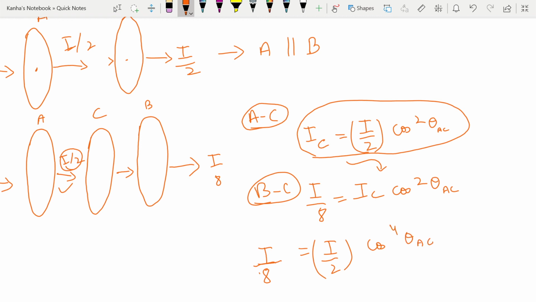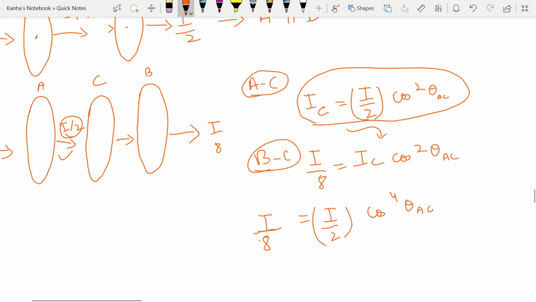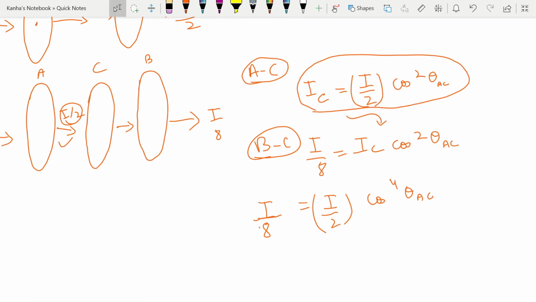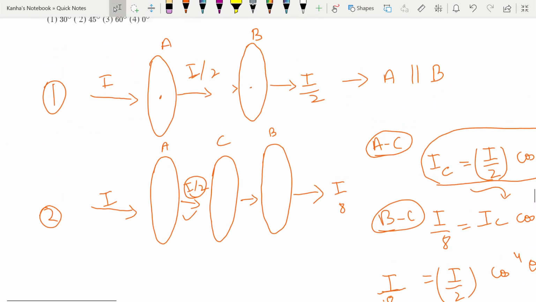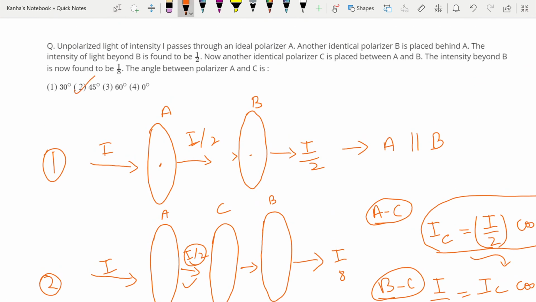Or cos to the power 4 theta AC turns out to be 1 by 4. So cos to the power 4 theta AC is equal to 1 by 4, or cos theta turns out to be equal to 1 by root 2. If cos theta is 1 by root 2, I can easily write that theta is equal to 45 degrees, which is one of the choices that is given to us.